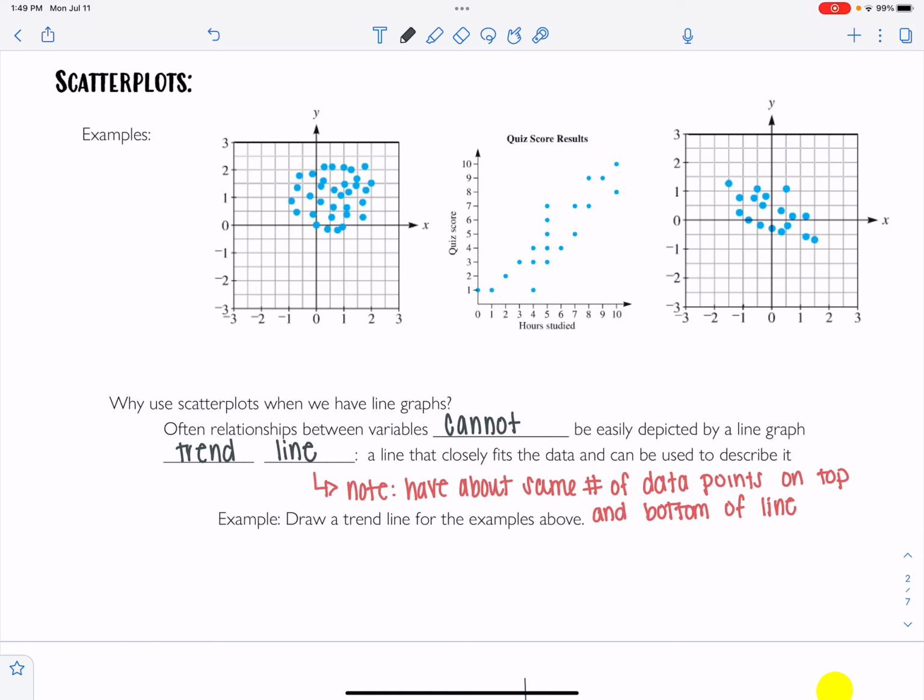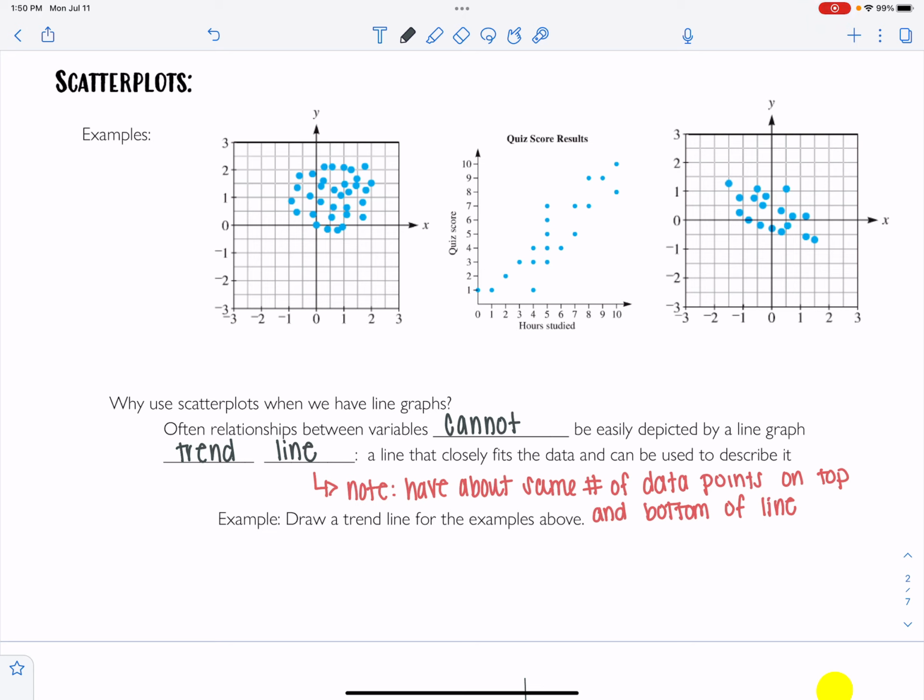Alright guys, so in this video we're going to look at scatterplots. Scatterplots are going to be different than my line graphs because they're not going to be connected by a line. Scatterplots are going to be just that, a scattering of plots. There's going to be some dots on the graph, no specific line trying to connect them all.